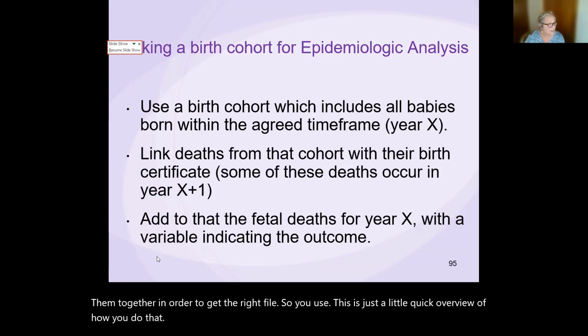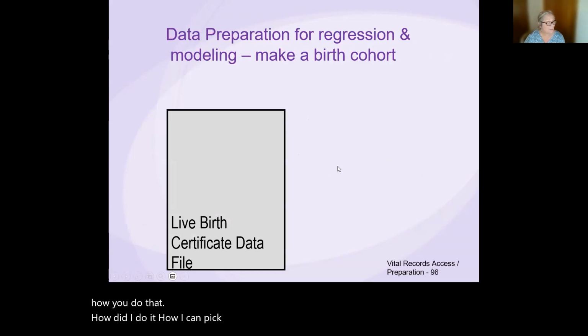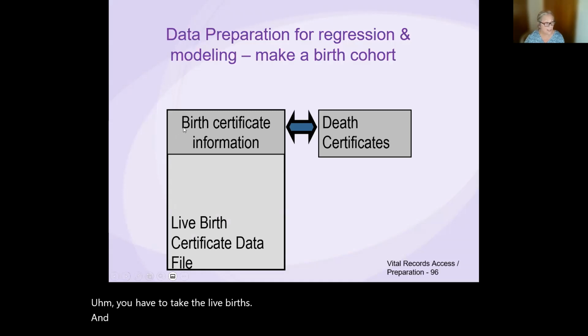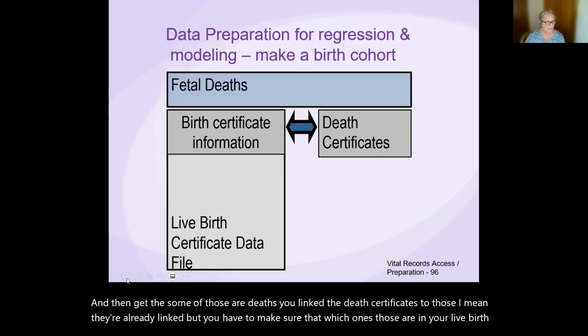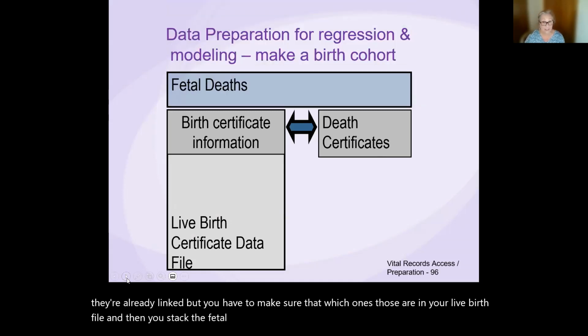How did I do that? You have to take the live births and then some of those are deaths. You link the death certificates to those. I mean, they're already linked, but you have to make sure that you know which ones those are in your live birth file. And then you stack the fetal deaths onto those for a year.